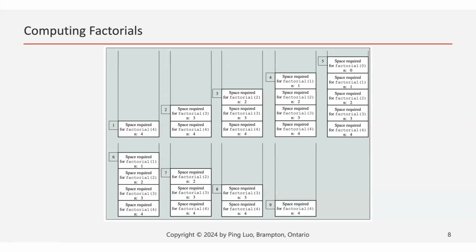For example, when this factorial 4 is pushed into the stack, the program doesn't know how to compute it. It will go to factorial 3 and also factorial 2, 1, and all the way to 0. When it goes to 0, the program knows what the result is. It will return this result, and the program will release this space. So this one will be removed.